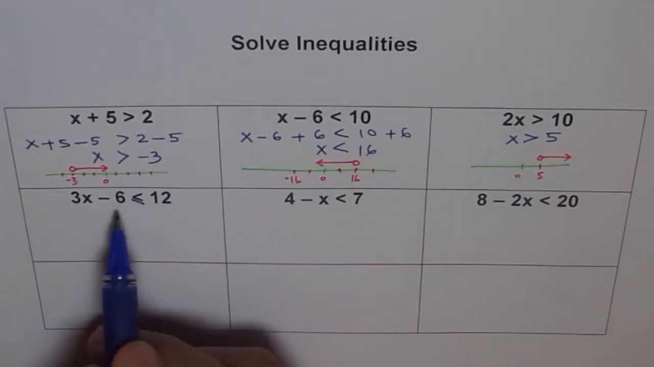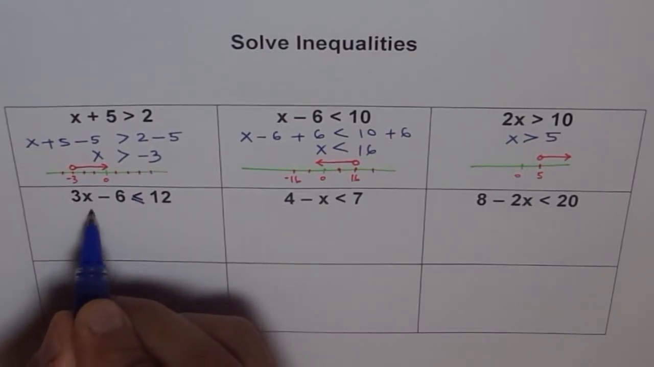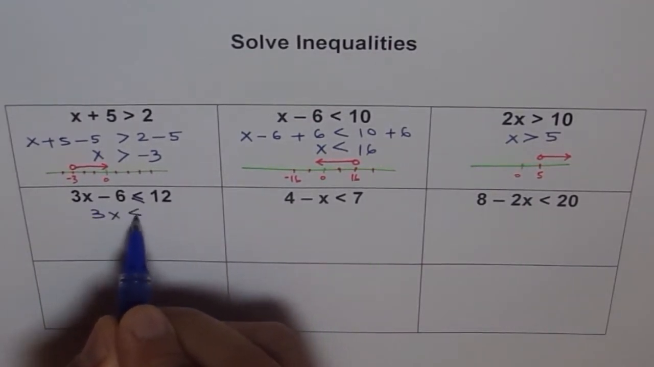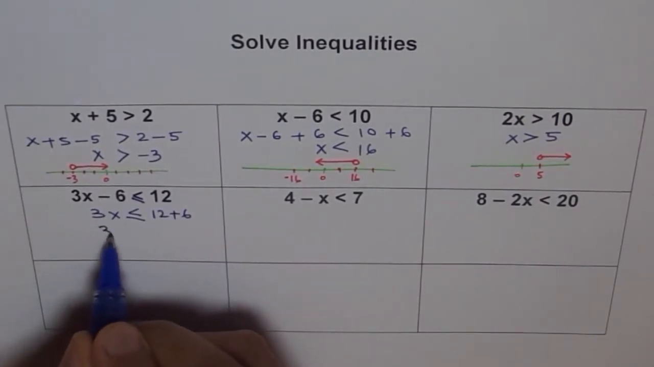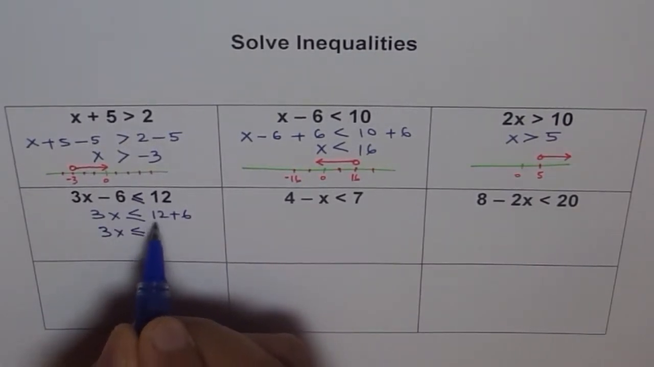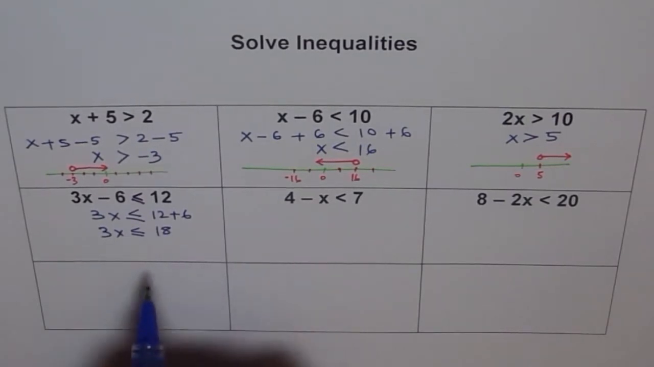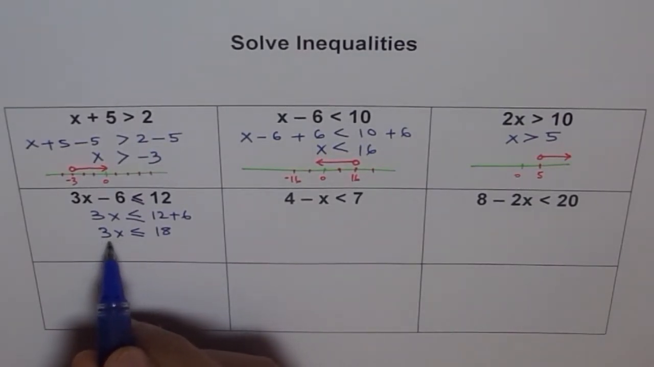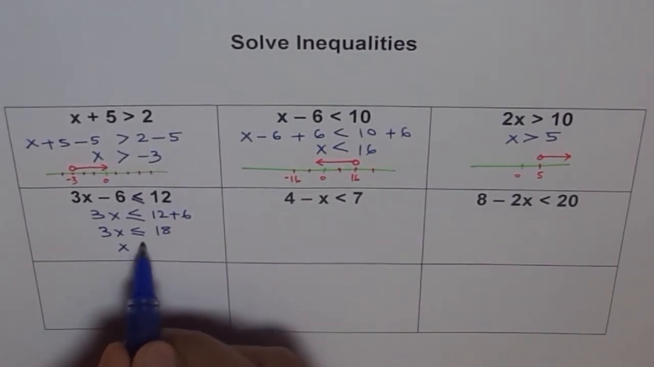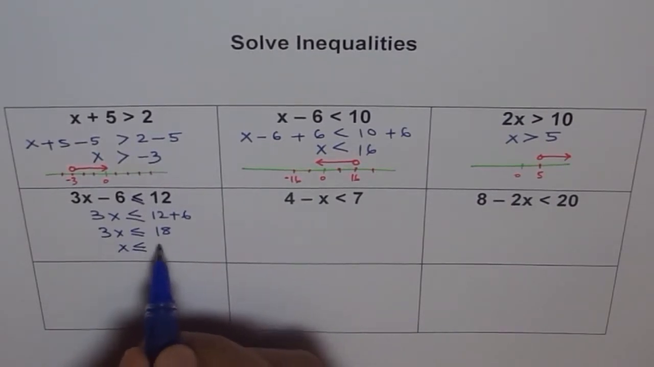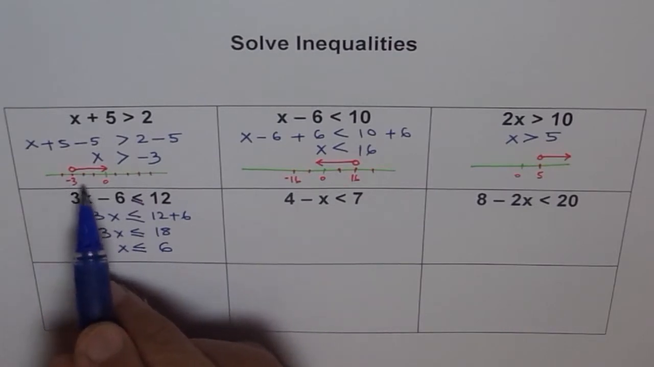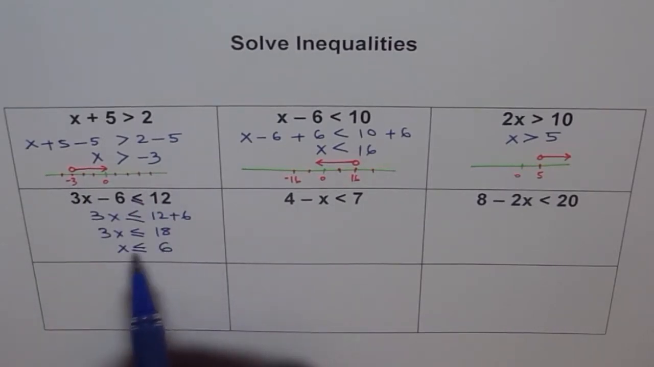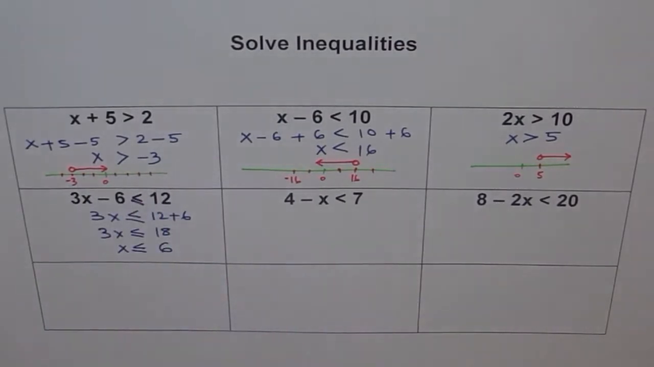First thing, what should you do? Add 6. So we get 3x is less than or equal to 12 plus 6. That means 3x is less than or equal to 18. Now we will divide by 3 and get x is less than or equal to 18 divided by 3, which is 6, correct? You know how to represent it on a number line? You can draw a number line like this and on the left side of 6, including 6 itself.